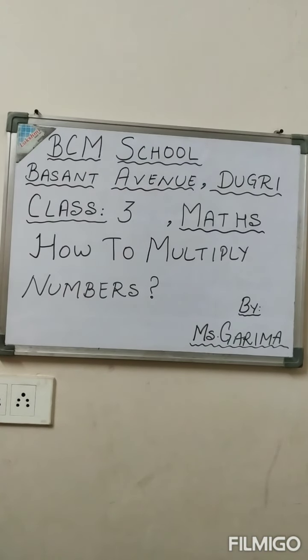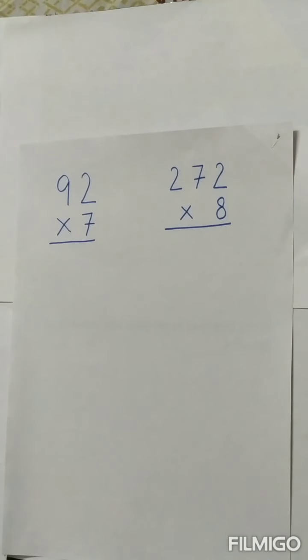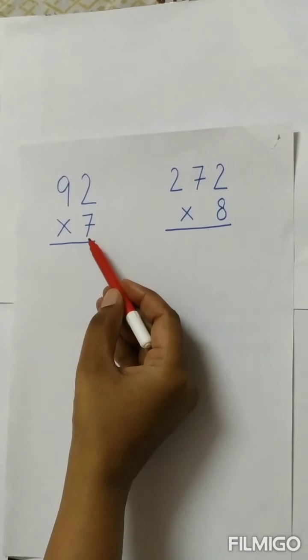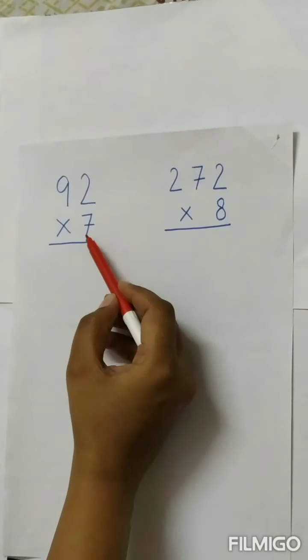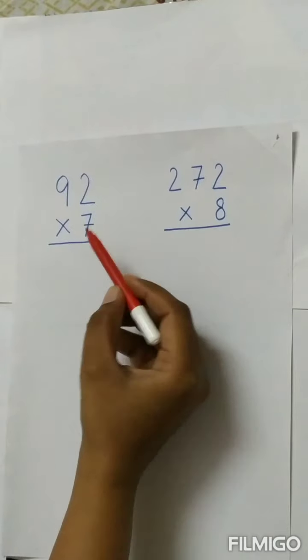Today we will learn how to multiply numbers. Okay children, so let's see how to multiply numbers. First of all, I am taking an example of a 2-digit number by 1-digit number. So let's see how to multiply these two numbers.